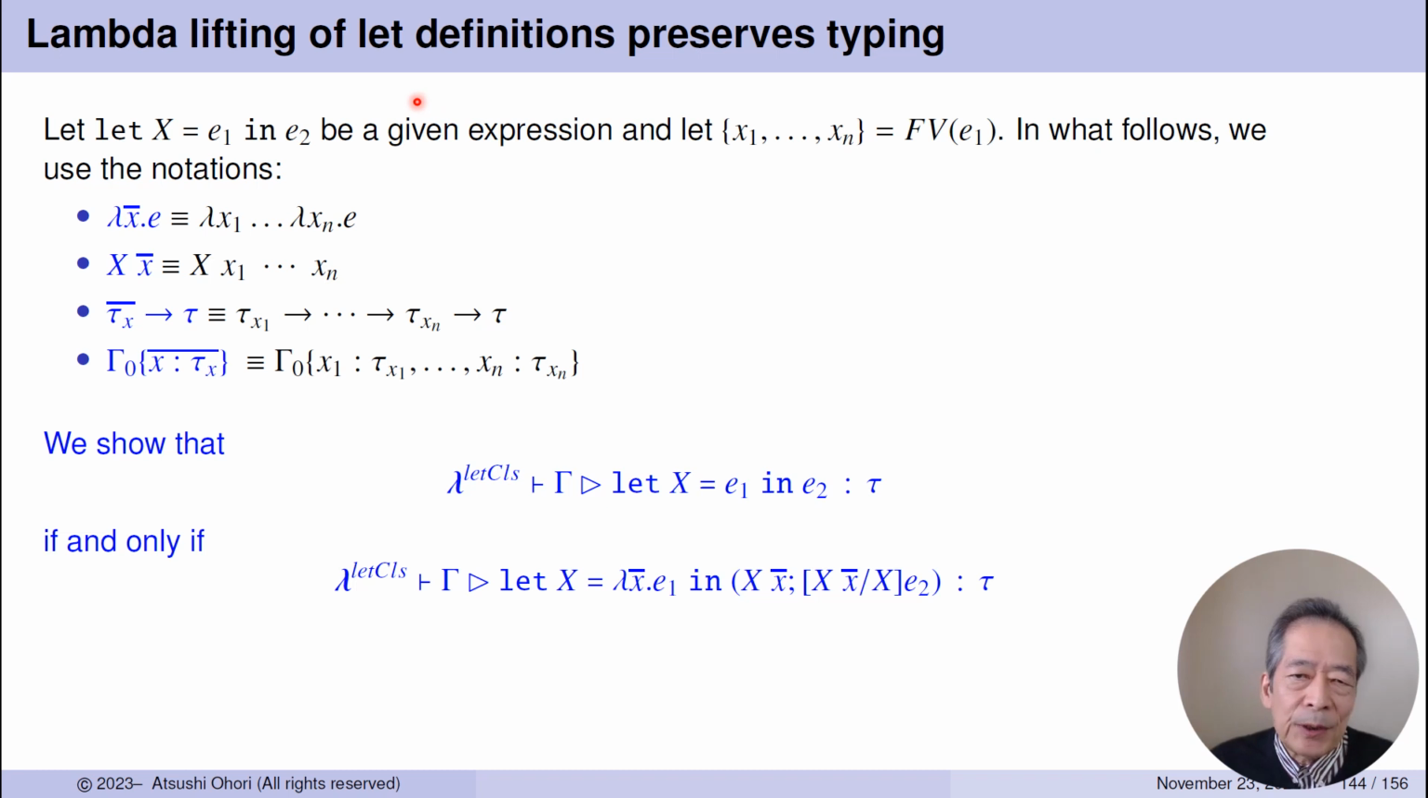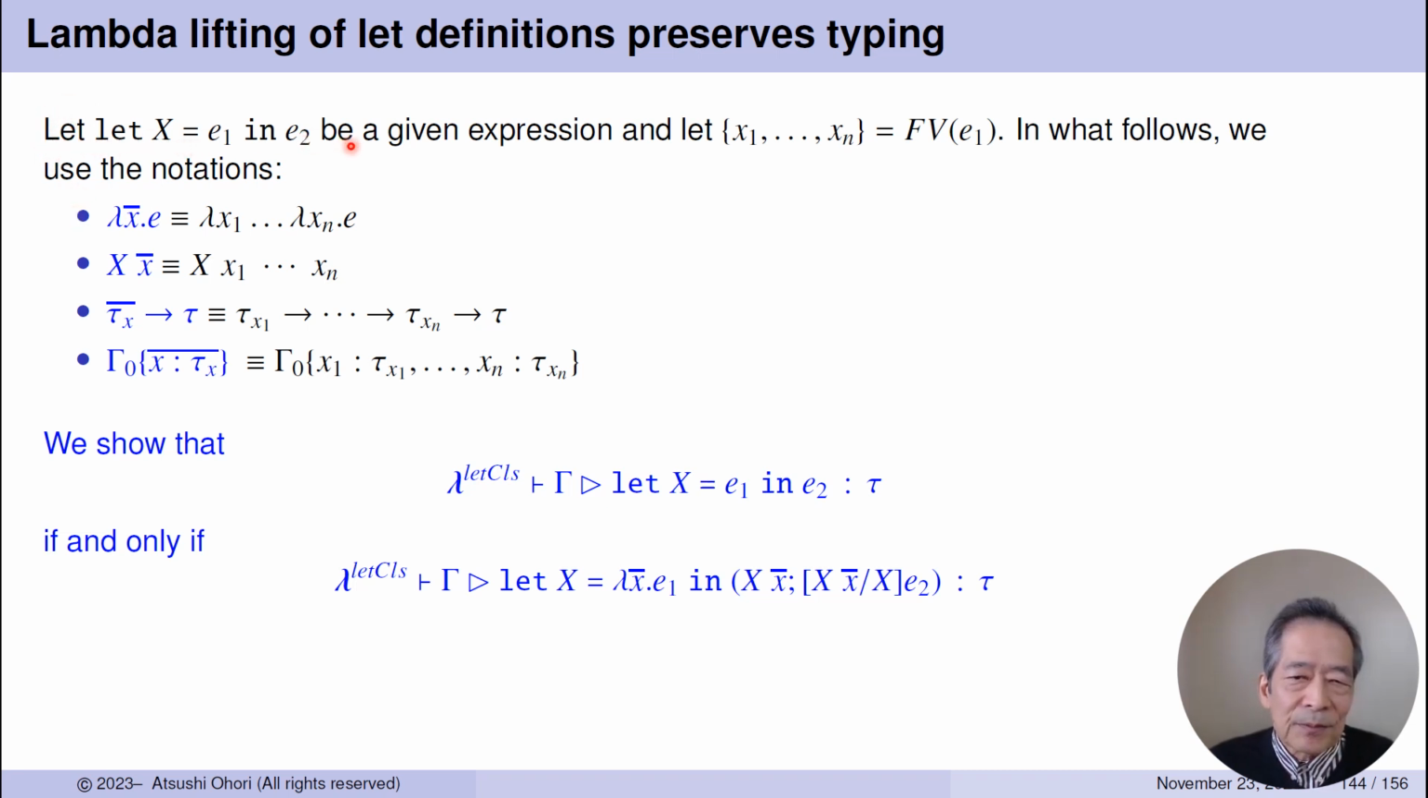The first technical piece we need to establish equivalence of lambda-ML and lambda-let is this property: lambda lifting of let definitions preserves typing. So let's go into this first. Let is overloaded here. This is a term let, and this is English let. Let this expression, let x equal E1 in E2. This is an expression, so you can distinguish by the font. This is a typewriter font, and this is the font in this slide.